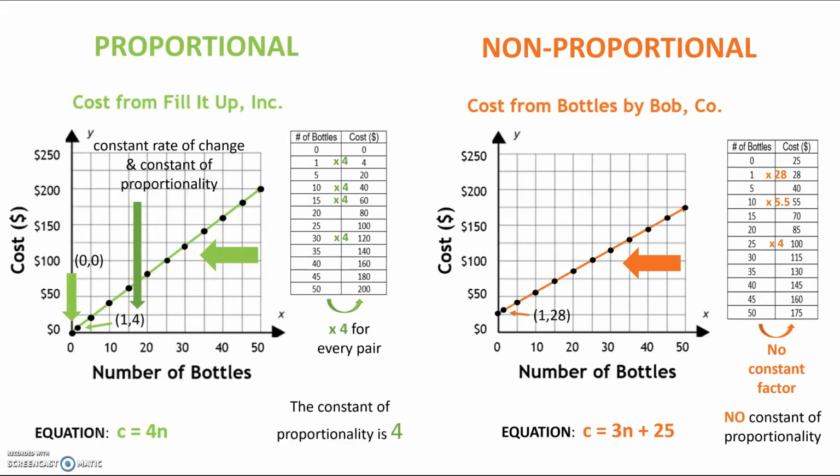The graph on the right is a line, so it does have a linear relationship, but it does not start at the origin. It was made from the data in the table that did not have proportionality, so the graph is not proportional.